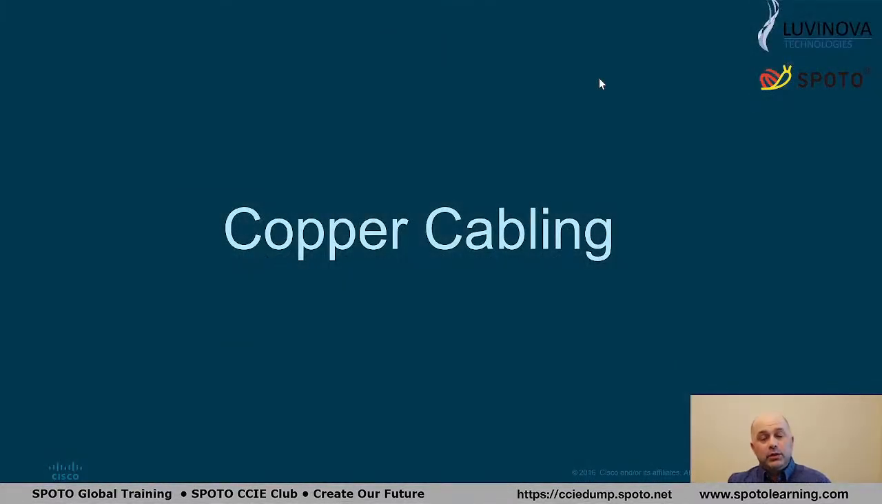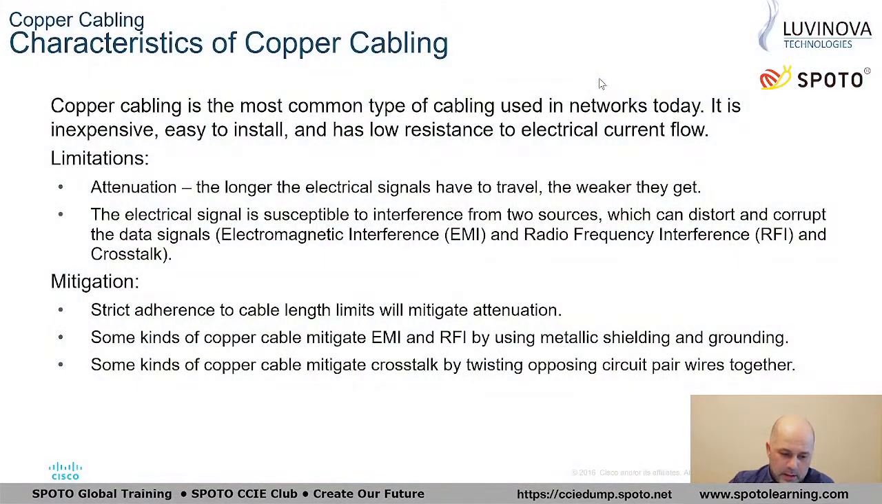Now, because we talk about the physical layer, on the physical layer we have the network and the cable itself, the media through which we are sending our data, and data travels across the globe. So, characteristics of copper cabling. Copper cabling is the most common type of cabling which we use to create our network.